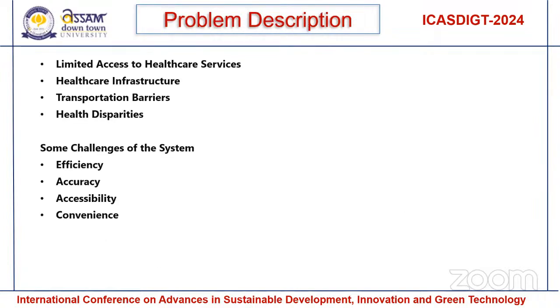The problem descriptions are limited access to healthcare services, healthcare infrastructure, transportation barriers in some rural areas, then health disparities, and some challenges of the systems are efficiency, accuracy, accessibility, and convenience.